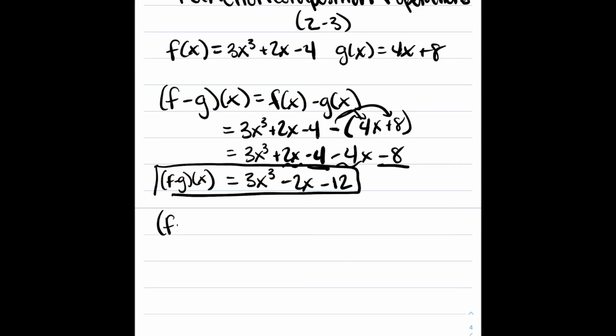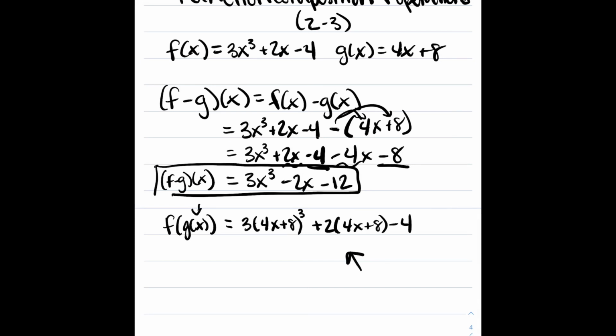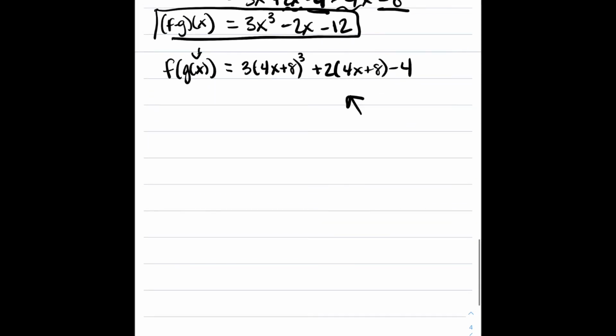We also need to compose that. So you may be given something like f of g of x. So remember, if we have a function as our input, we're just replacing all of our x's with that function. So we would have 3, and I'm starting with my f function. I'm putting g into the x's. So instead of writing x here, I'm going to write my function 4x plus 8. That's cubed plus 2 times 4x plus 8 minus 4. On this problem, I'm checking to make sure you can compose things so you wouldn't have to simplify this.